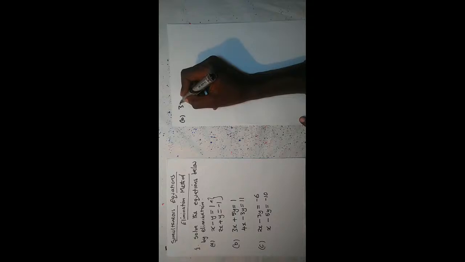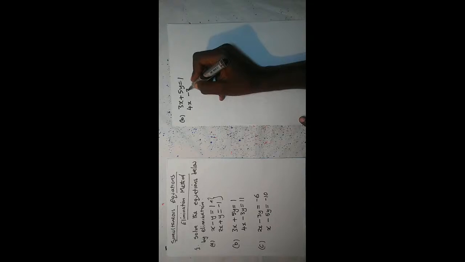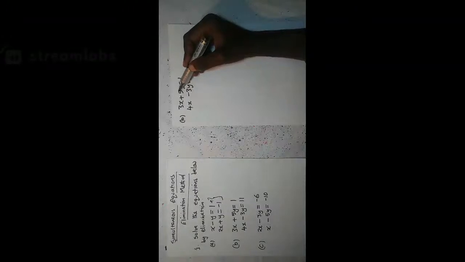Part B says 3x plus 5y is equal to 1 and 4x minus 3y is equal to 11. Signs are different here. There's a positive and a negative, so it means we are going to add here to eliminate. But the first thing that we need is to make these two numbers in the middle here, the coefficients of y, the same. Okay, so here's how we make them the same. I want you to pay attention so that you see how we make these two coefficients the same.